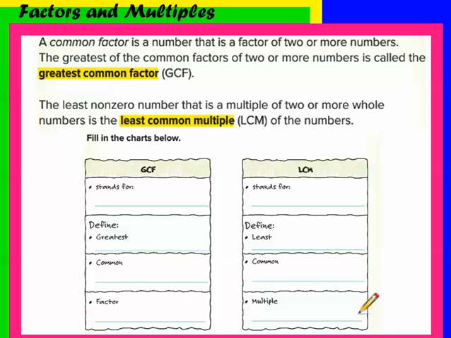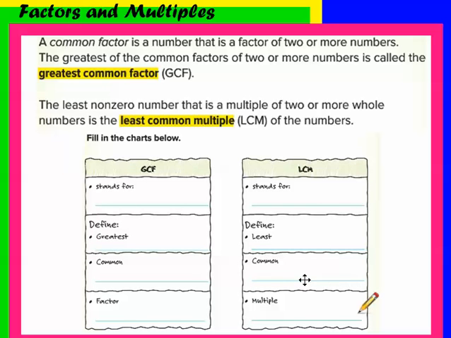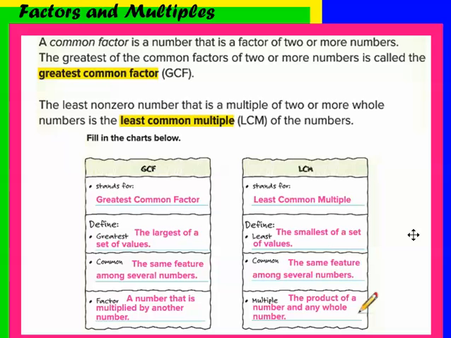To set up your notes, let's make two columns, one to focus on the GCF and one on the LCM. And we'll break down the vocabulary that we're using so it's easier to understand what other mathematicians are saying to us. So in your left column under GCF, we'll write that the GCF stands for the greatest common factor, and we'll define it by breaking down the words that we use. Greatest means the largest of a set of values, common means the same feature among several numbers, and factor is simply a number that is multiplied by another number.